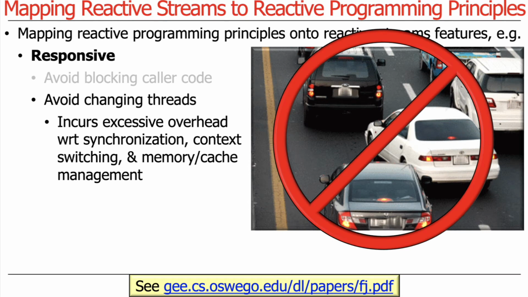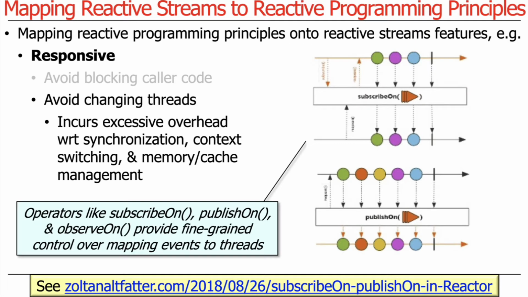Something else you can do is you can also explicitly avoid changing threads. That's another potential source that makes your program less responsive. Why is that? That's because changing threads can incur excessive synchronization overhead, context switching, memory management overhead, cache management overhead, and so on. And so once again, you get fine-grained control over this using subscribeOn, publishOn, observeOn, and so on to get very, very fine-grained control over how things work.